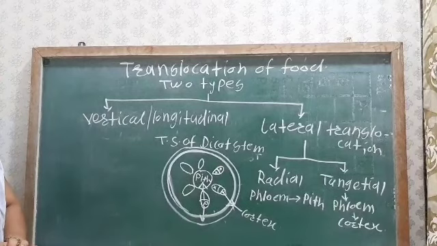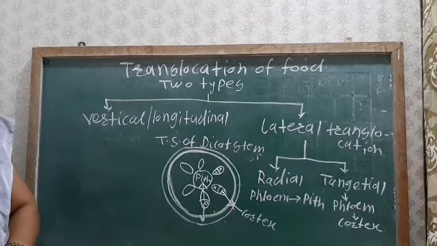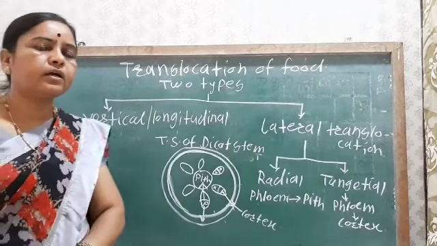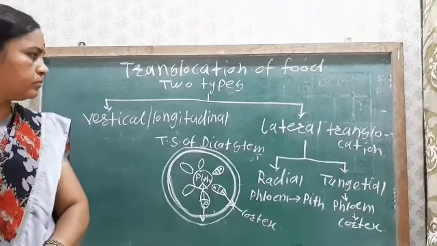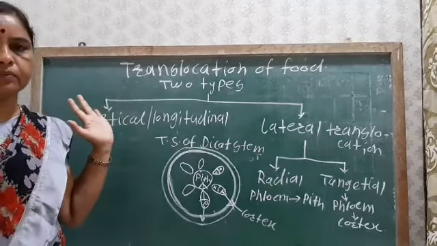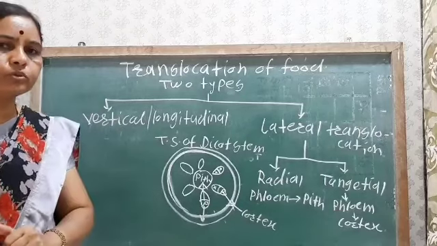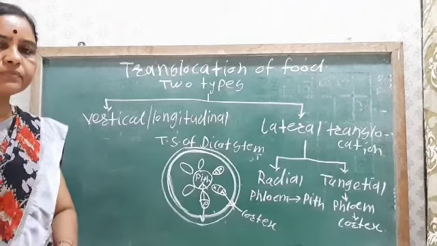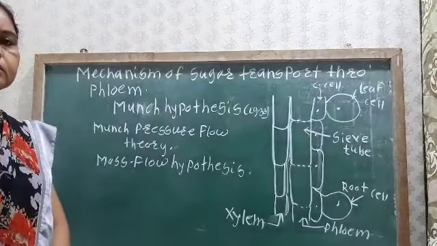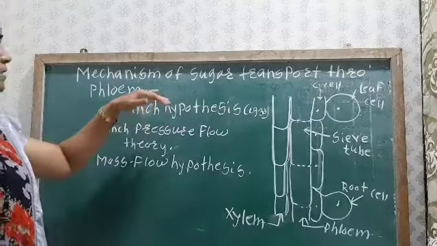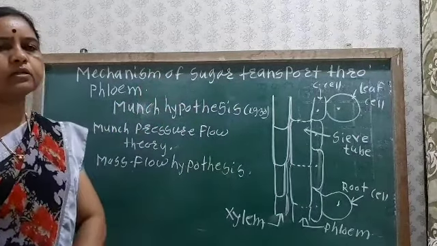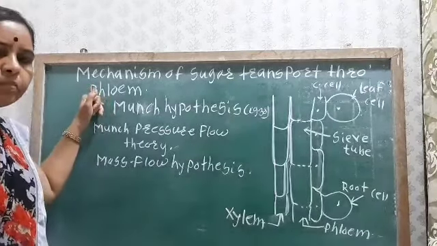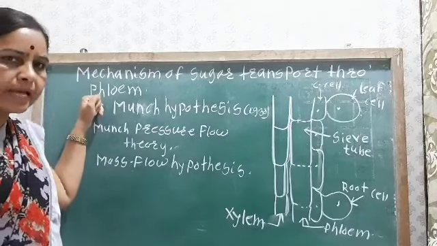Then next, how the transport of the food takes place. The food material in plants is mainly transported by the tissue which is the phloem. And how the translocation of the food actually takes place from the source to the sink region. Next is the mechanism of the sugar translocation or transport through the phloem. So through the phloem, how the actual food material is transported.